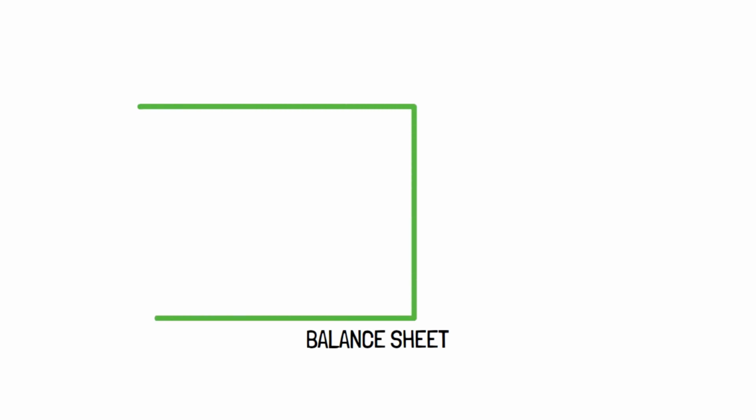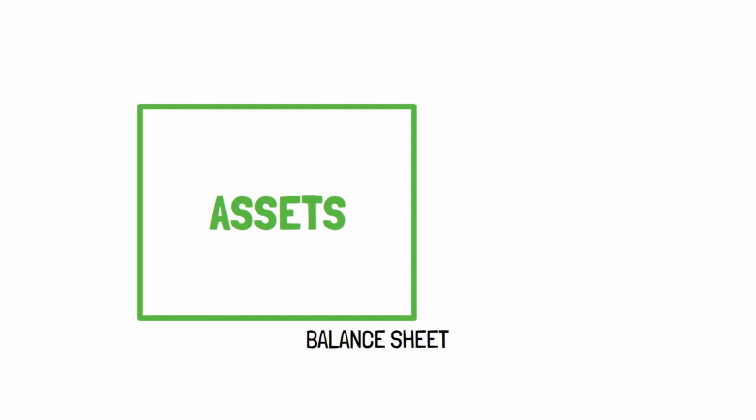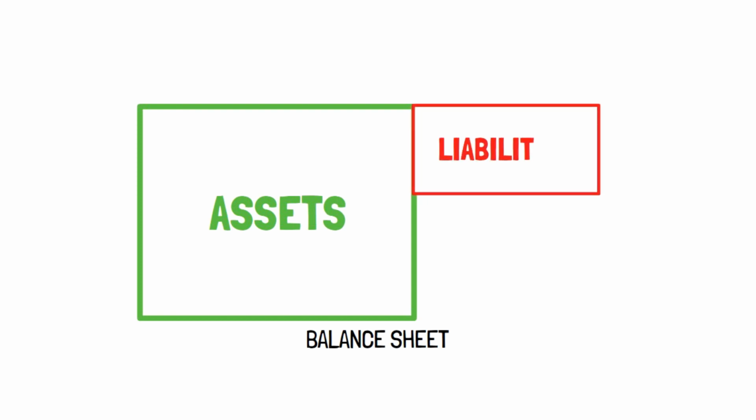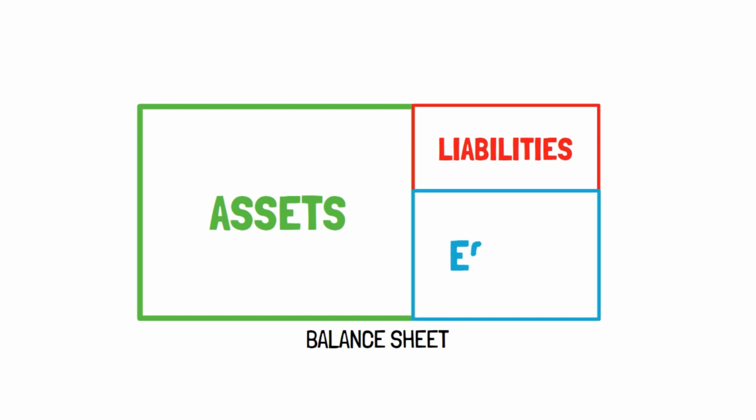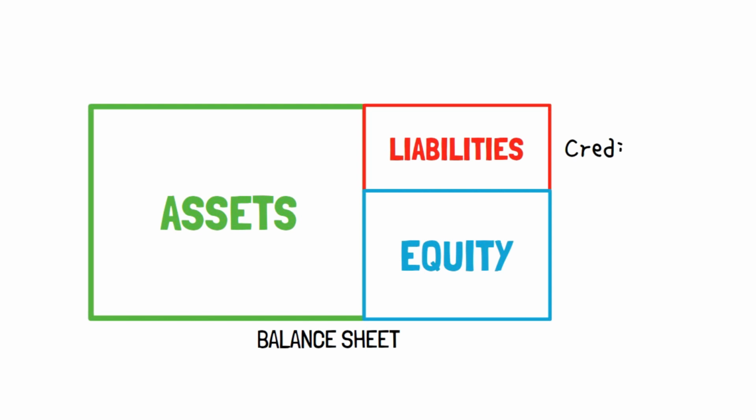First, it starts with a clear statement of what the business itself owns. These are the assets of the business. And that is followed by a clear statement of who can make claims to these assets. And these are either the creditors of the business or the owners of the business in the form of the business's liabilities and equity, respectively.